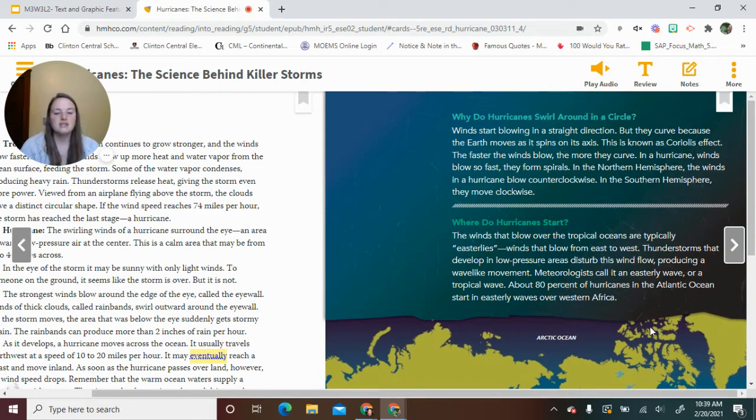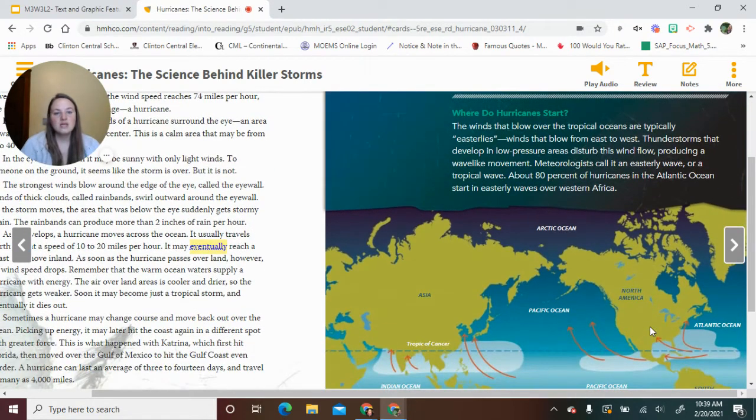Where do hurricanes start? The winds that blow over the tropical oceans are typically easterlies, winds that blow from east to west. Thunderstorms that develop in low-pressure areas disturb this wind flow, producing a wave-like movement. Meteorologists call it an easterly wave or a tropical wave. About 80% of hurricanes in the Atlantic Ocean start in easterly waves over Western Africa.